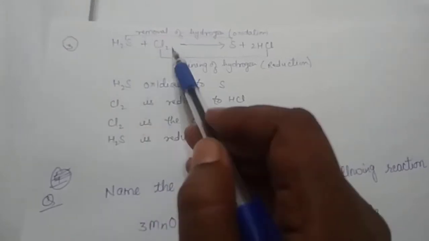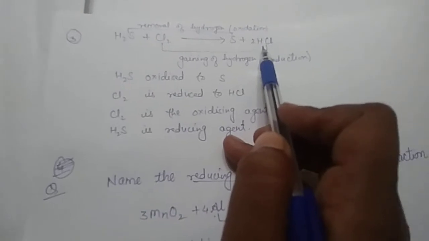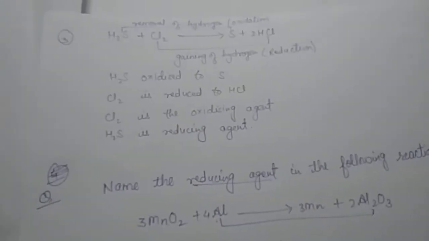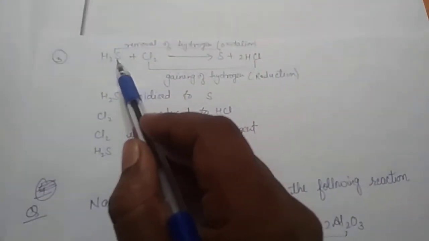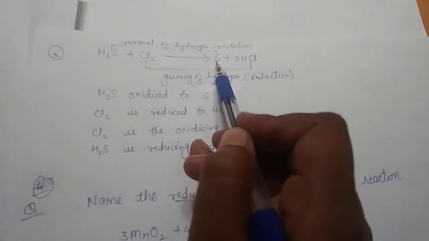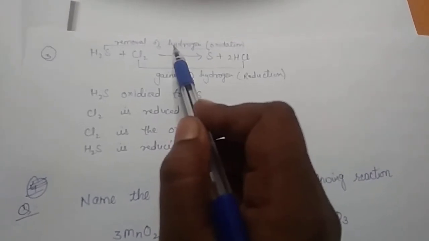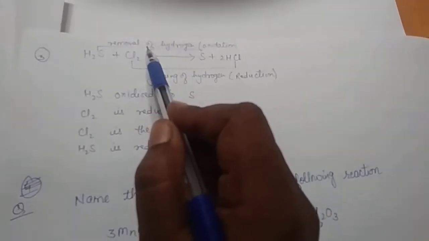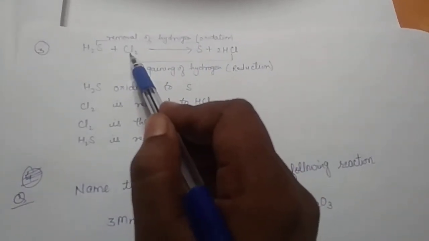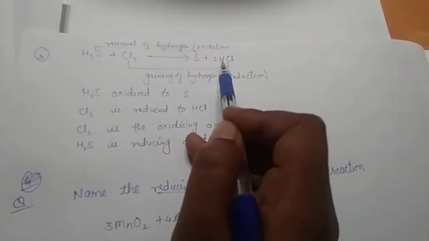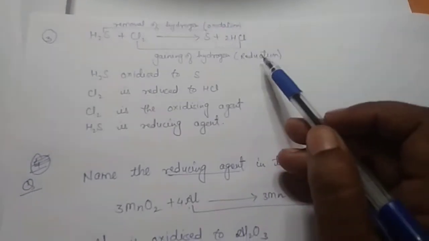Hydrogen sulfide plus chlorine gas forms sulfur plus hydrogen chloride. Just try to understand, children. There is hydrogen sulfide and it gets converted to sulfur. So there is a removal of hydrogen. I've already told you, if there is an addition of oxygen or removal of hydrogen, there will be oxidation. And this chlorine gets converted into hydrogen chloride, which means there is addition of hydrogen, gaining of hydrogen. So reduction has taken place.